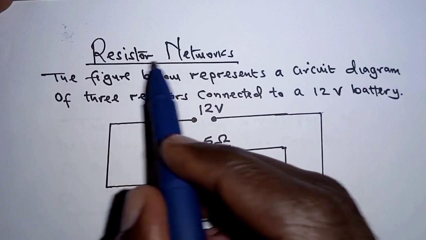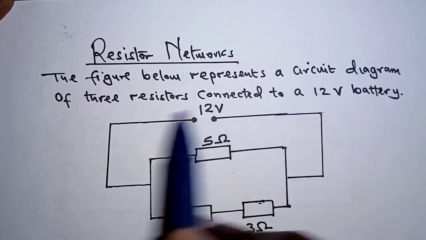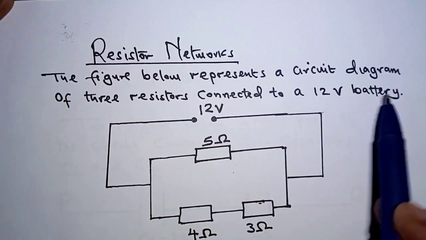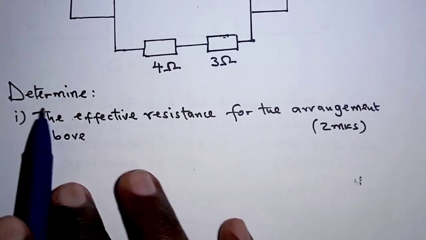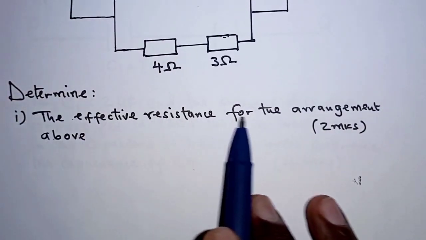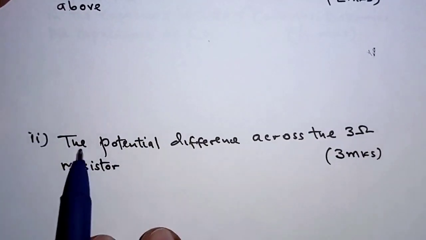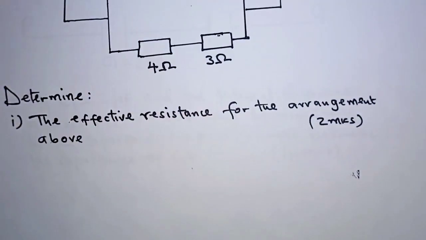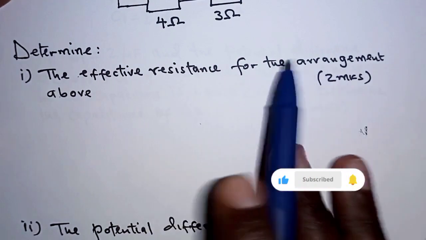Today's question is about resistor networks. The figure below represents a circuit diagram of 3 resistors connected to a 12 volts battery. So we have the diagram here. Determine the effective resistance for the arrangement above, that is for part 1, and part 2, the potential difference across the 3 ohm resistor. So let's begin with the first part, the effective resistance for the arrangement.